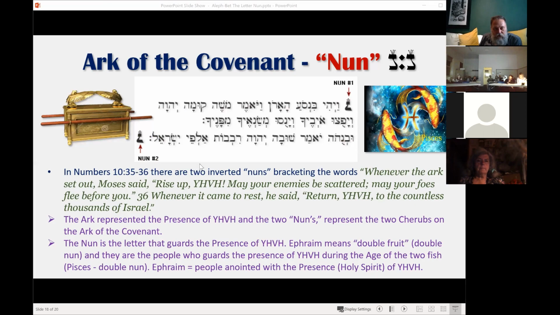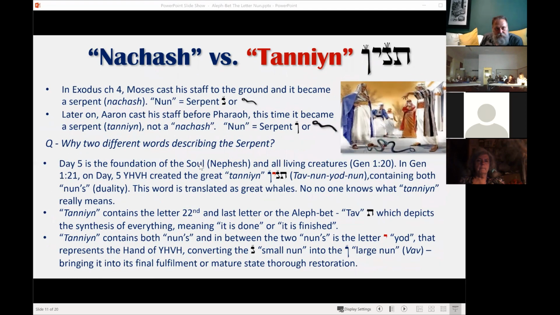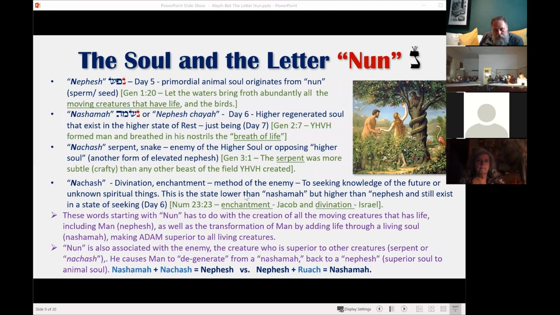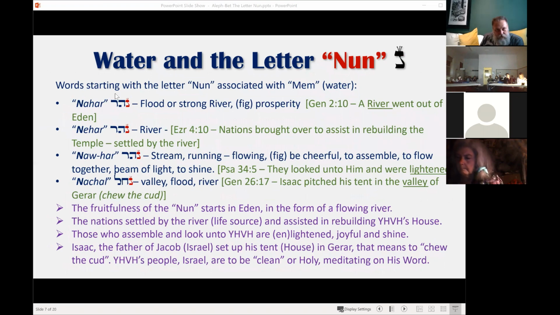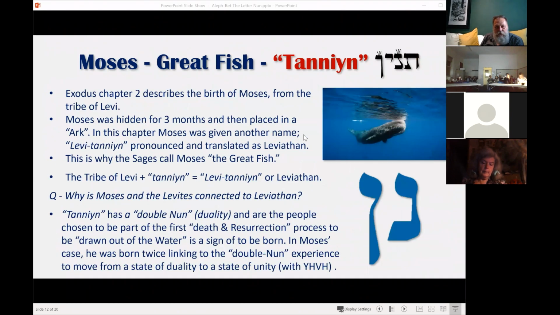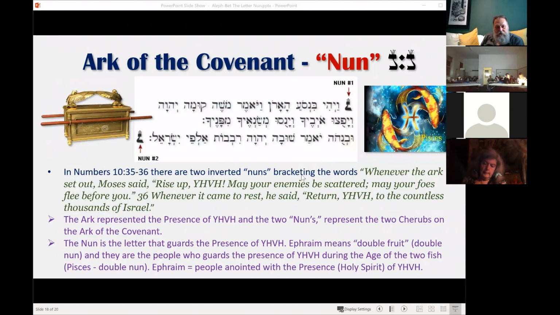Let me just quickly go back to that slide. They were enlightened. When we looked at the four words that are linked to Mayim, linked to the Mem, and water, when they looked upon him, they were lightened. And they had to chew the cud. We had the rebuilding of the temple, and we had the river that went from Eden, and the revelation of the river that comes from the throne of Yahweh, or the presence. So we see the same symbolism linked back to all these words.